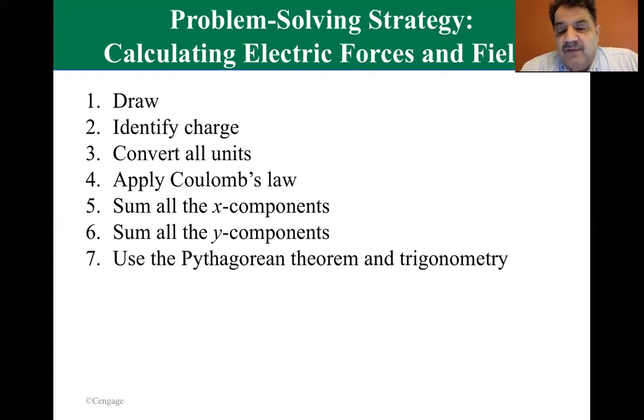Find the angle theta this vector makes with the positive x-axis. The x component of the electric force exerted by Q on little q will be F cosine theta, and the y component will be F sine theta. Sum all the x components, getting the x component of the resultant electric force. Sum all the y components, getting the y component of the resultant electric force. And finally, use the Pythagorean theorem and trigonometry to find the magnitude and direction of the resultant force if desired. Next, we're going to talk about electric field lines.